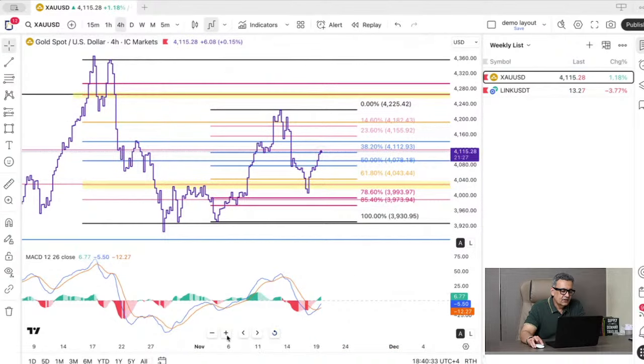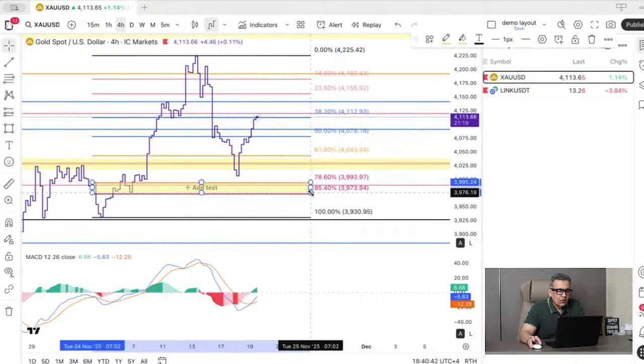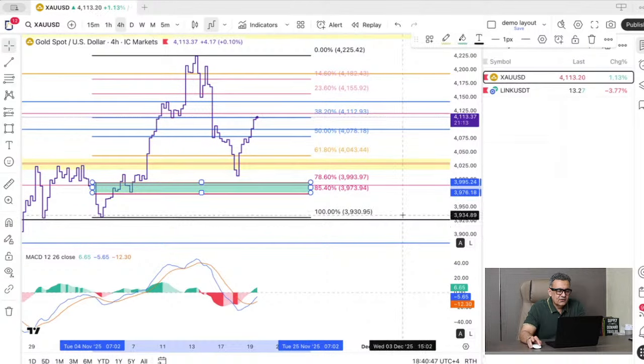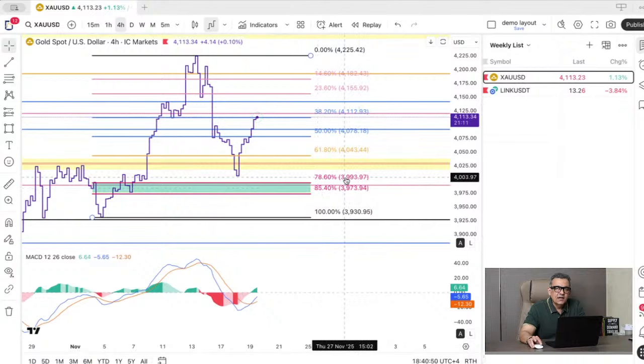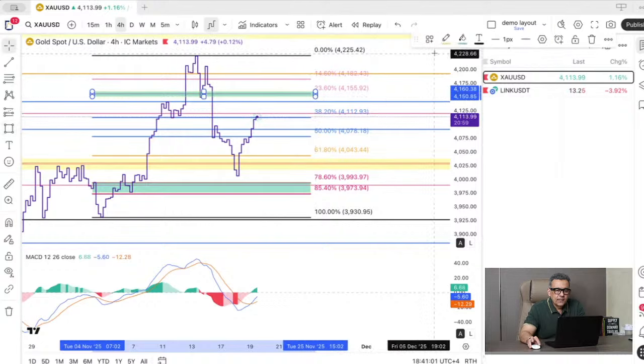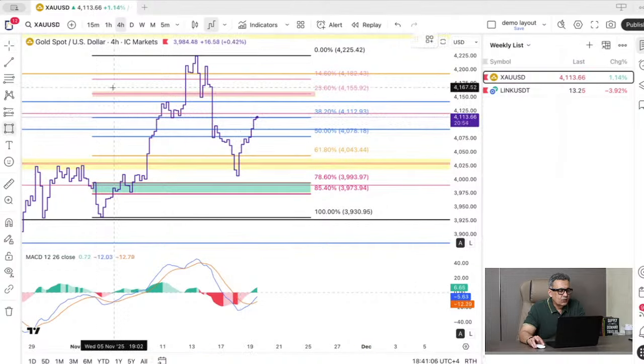And I've experienced that the fib retracement zone from 78.6 to 85.4, it always acts as a very strong level of support or resistance. So let's identify this zone. So 3973 to 3993 was the strong level. After the retracement, gold bounces back strongly. And now the first resistance will be encountered around 4155. This is the nearest resistance point, followed by 4182.